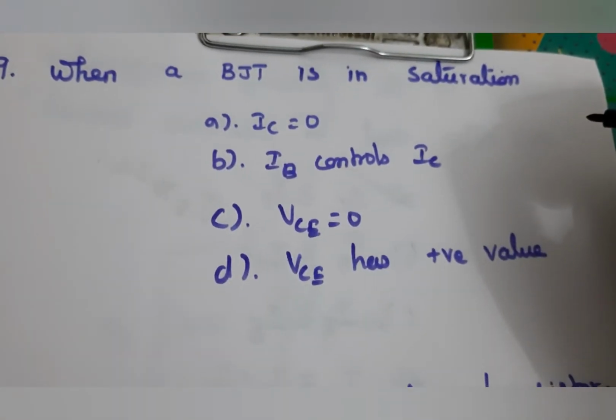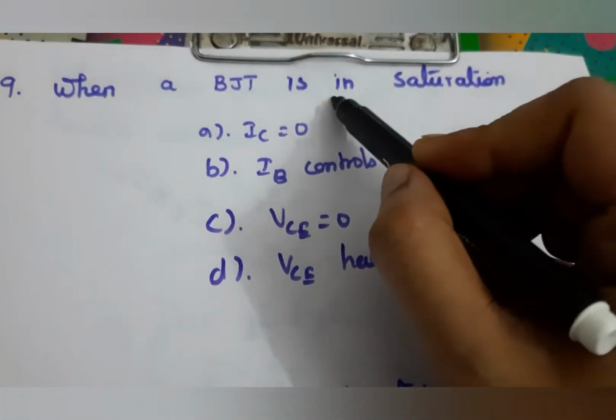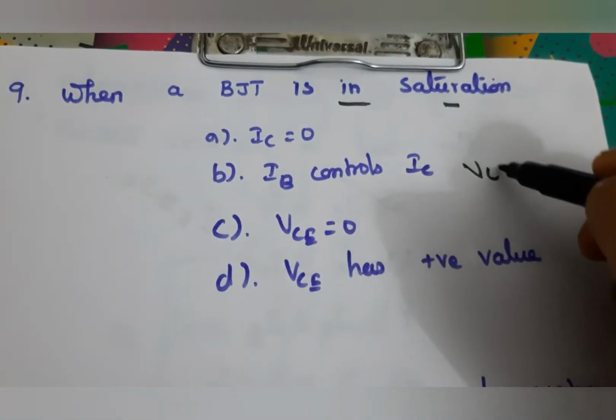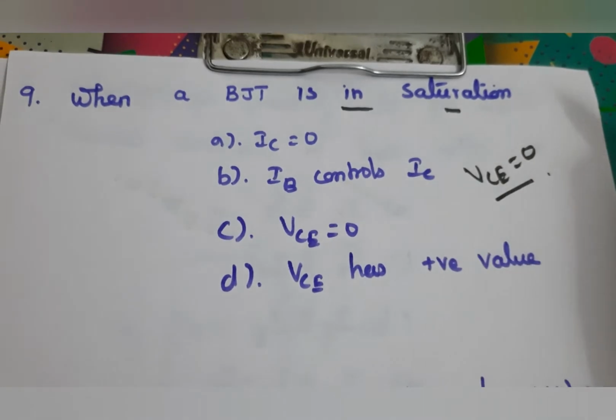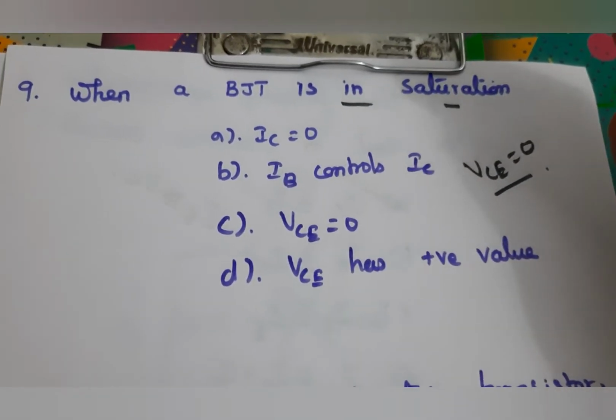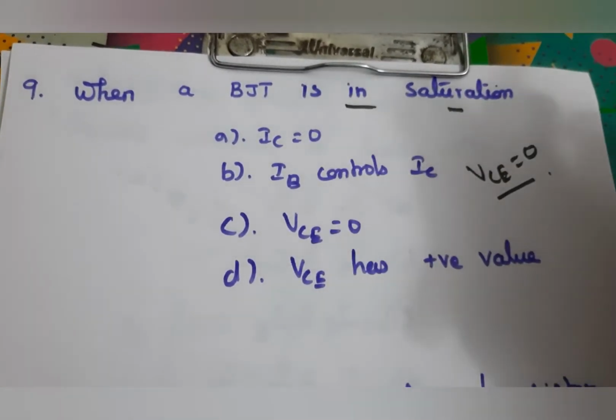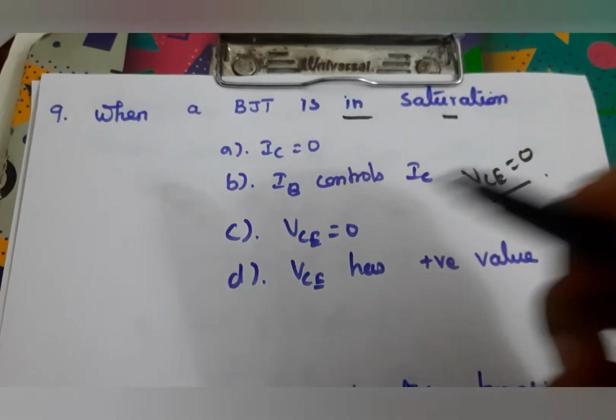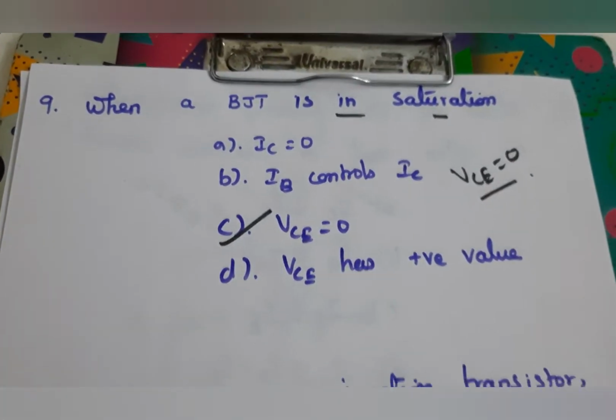Next question: when a BJT is in saturation. In saturation, VCE is equal to 0. If VCE is negative, we can say it is well into saturation. And in saturation, VCE is equal to 0. So here the answer is C.